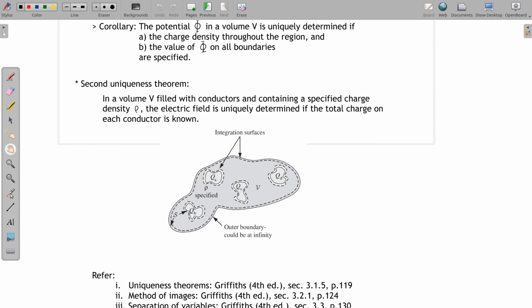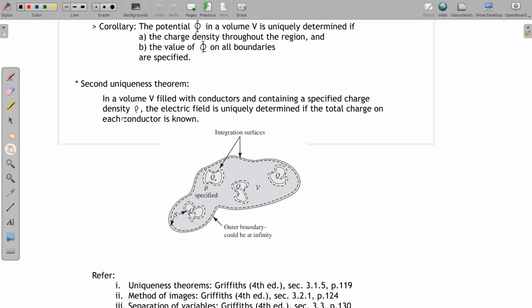What it says is this: if I have some volume filled with some specific charge density, then the electric field in this volume is determined uniquely if I know, and let's say there are some conductors inside this volume, this is one conductor, this is another conductor, so we have many different conductors inside this volume. Suppose inside this volume there is also some charge density rho. Then I want to find out the electric field in this region. All I need to do is know the total charge on each of these conductors. And if I know the total charge on each of these conductors, I can uniquely find the electric field.